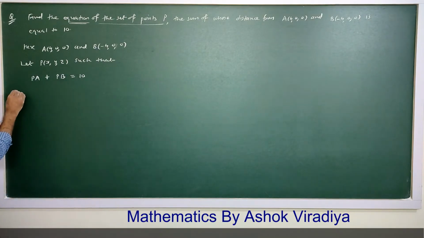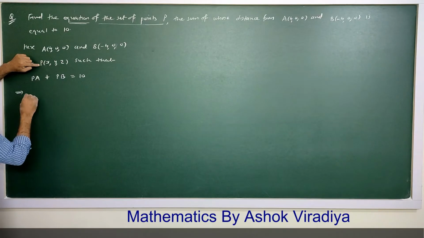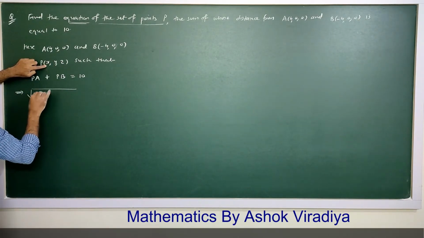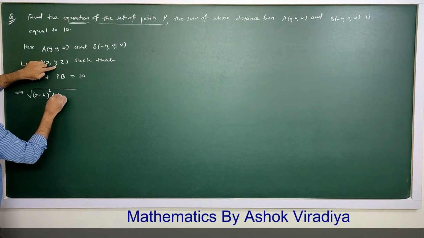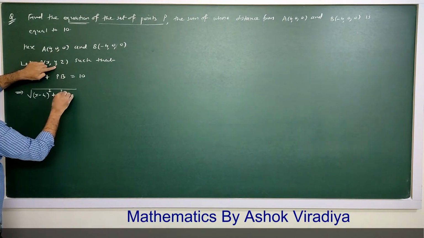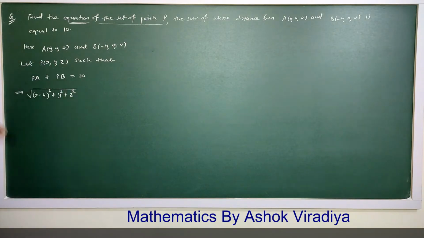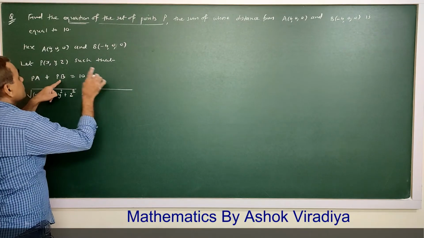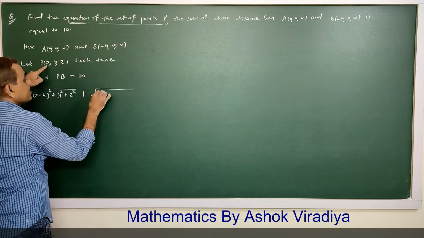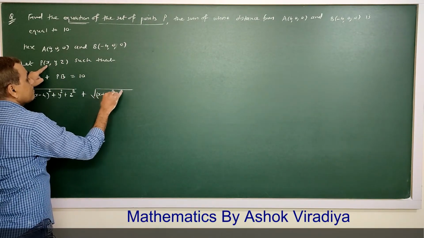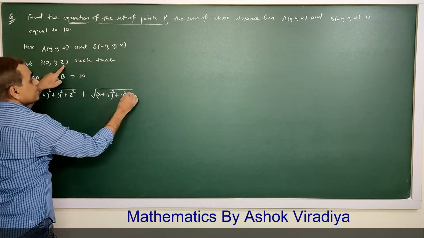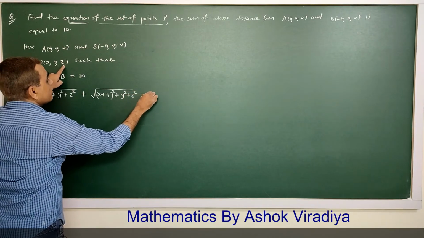So here, using the distance formula, PA is the square root of x minus 4 whole square plus y minus 0 whole square, which is y square, plus z minus 0 whole square, which is z square, plus PB, so square root of x minus minus 4, that is x plus 4 whole square, plus y minus 0 whole square is y square, z minus 0 whole square is z square, equal to 10.